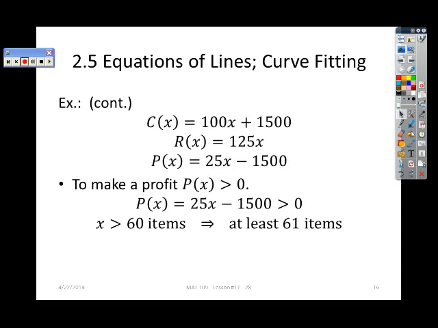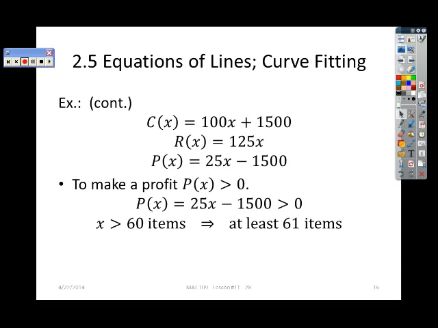This is one of those things where the problem is limiting what our range is. We can't have 60.1 items. We either have 60 items or we have 61. Mathematically, we can have 60.1, but in the problem, we can't. So this is being limited by the problem.